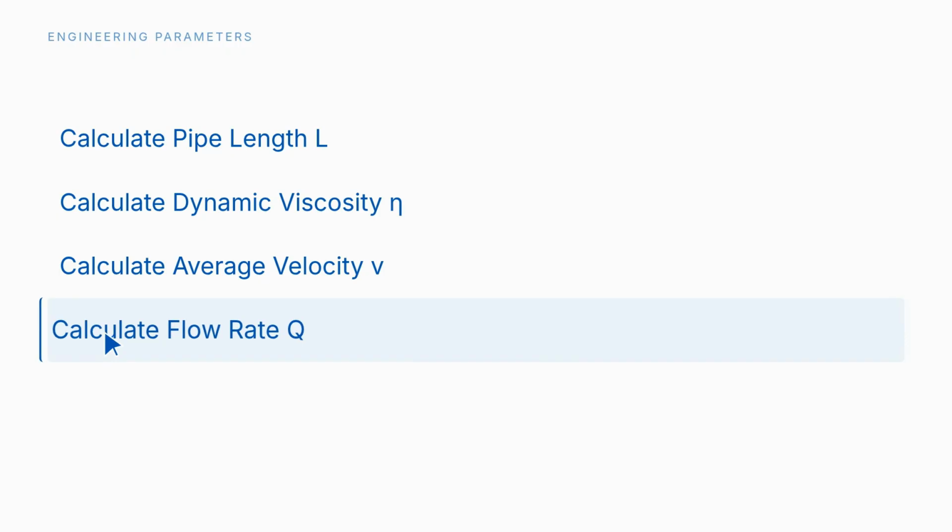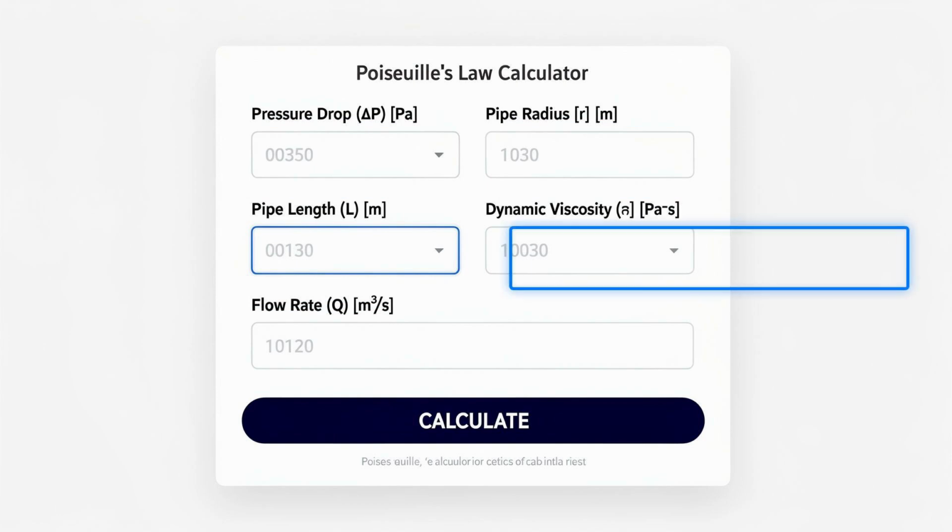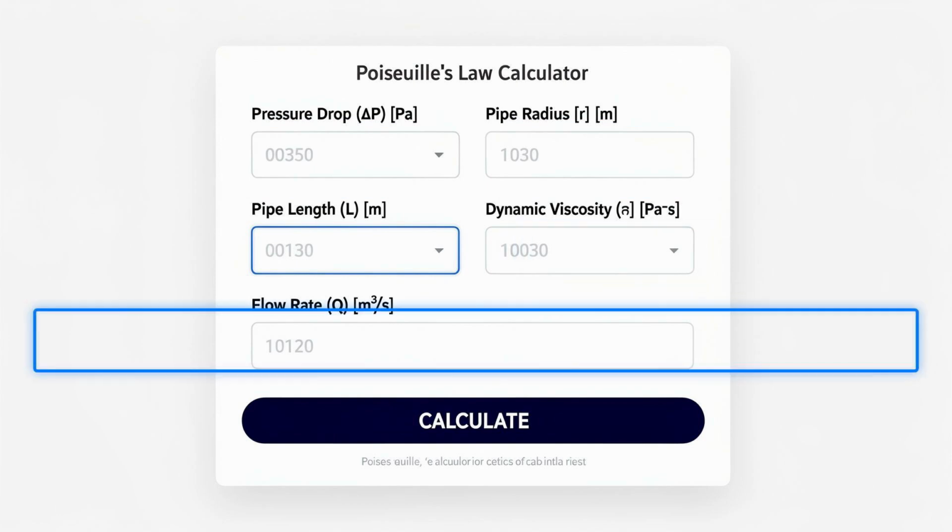For this demonstration, I'm using calculate flow rate Q. The input fields are pressure drop delta P in pascals, pipe radius R in meters, pipe length L in meters, dynamic viscosity ETA in Pascal seconds, and flow rate Q in cubic meters per second.